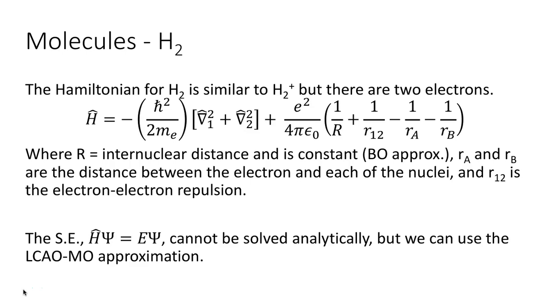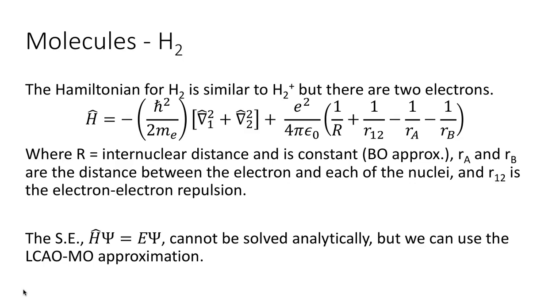And so the Hamiltonian for hydrogen is shown on this slide. It's very similar to H2 plus. The only difference is we have now two electrons. We have the two protons and the two electrons. Assuming the Born-Oppenheimer approximation, we have now two terms for the kinetic energy of the two electrons. We have the internuclear distance potential energy with the 1 over R. That is going to be constant based on the Born-Oppenheimer approximation.